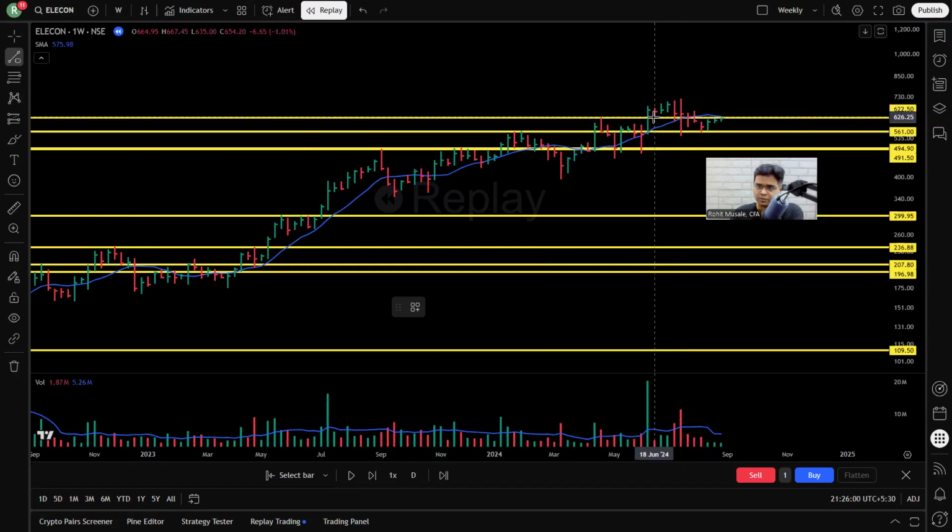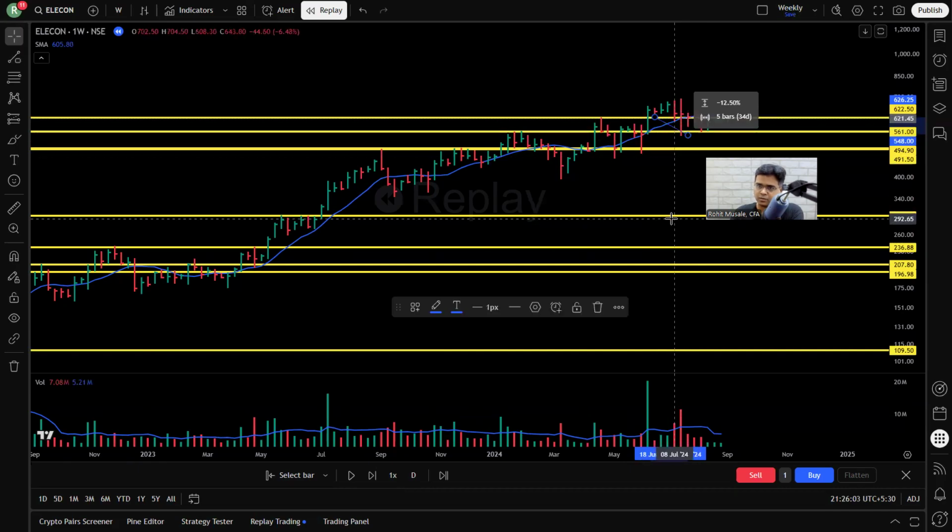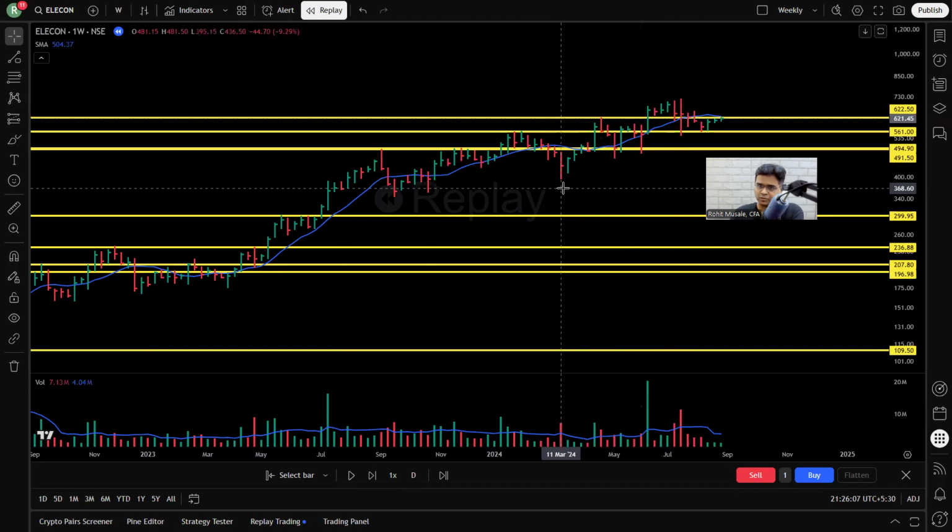And by the way, this candle must have broken base 4D. Now you are done with the stock. 12%. Now we are done with the stock. It's not working at all. So this is not proper price action.